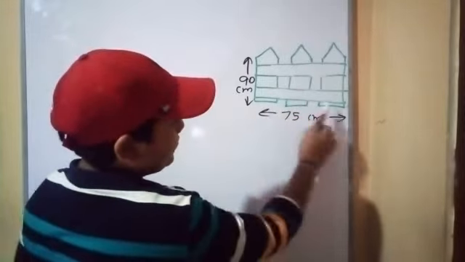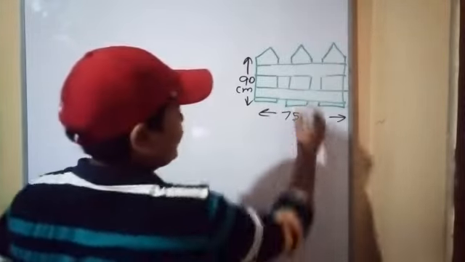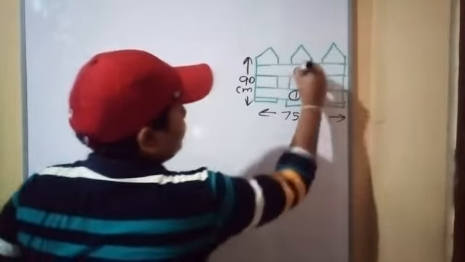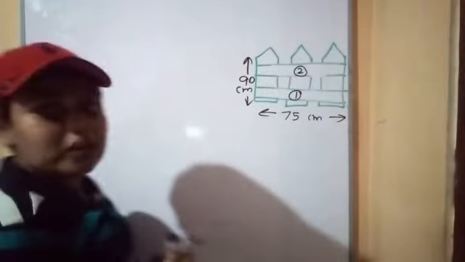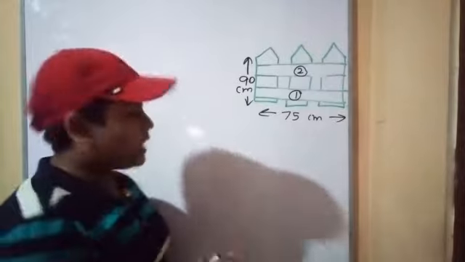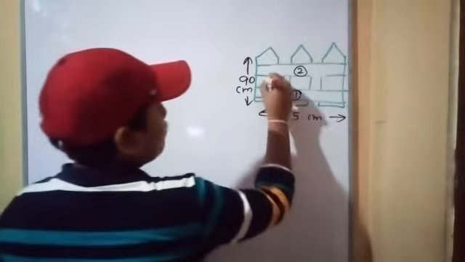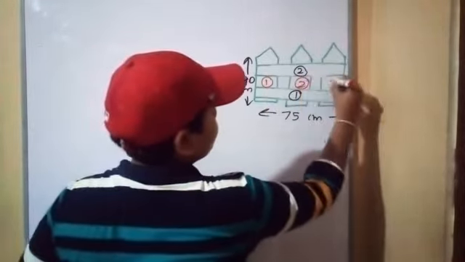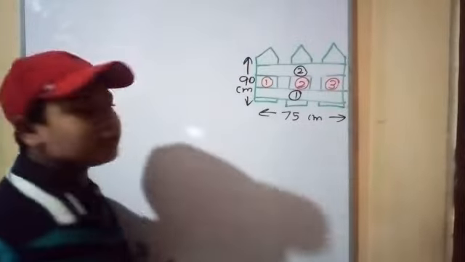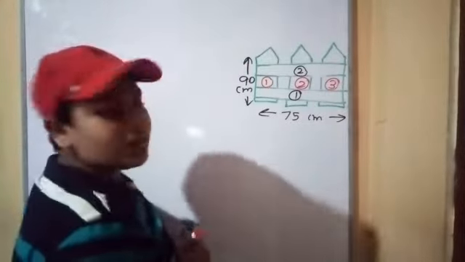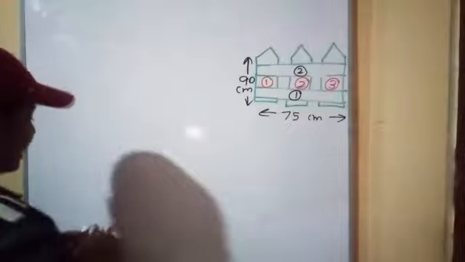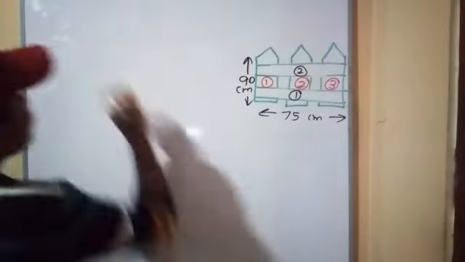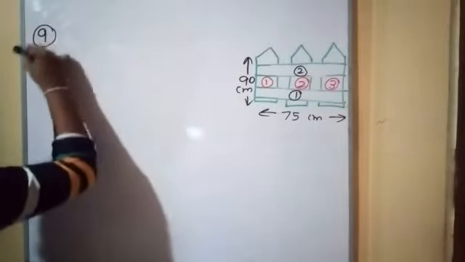This wooden plank is 75 centimeters. That means there are 2 wooden planks horizontally. Vertically there are 3 planks. Horizontally there are 2 planks. Okay, let's find the answer. This is the 9th question, the first one.